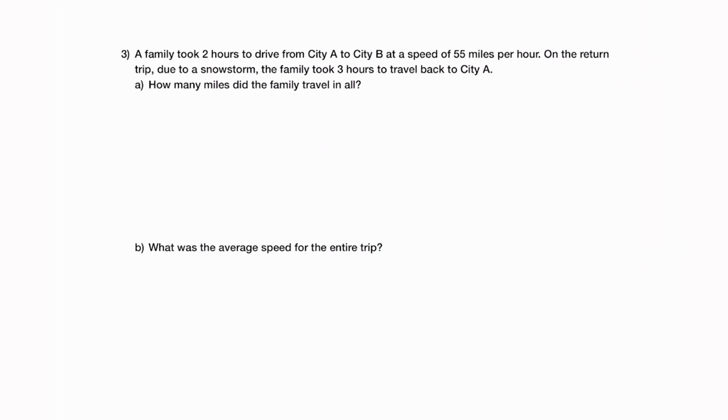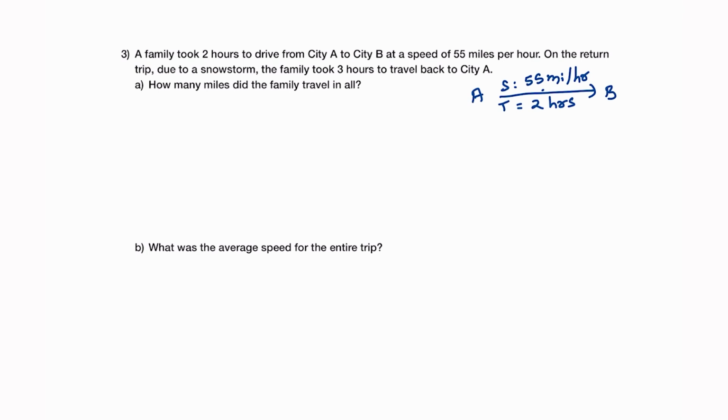And comes the third question. That means we're done with 50% because this has only 4 questions. A family took 2 hours to drive from city A to city B at a speed of 55 miles per hour. So A to B, the speed is 55 miles per hour and the time is 2 hours.